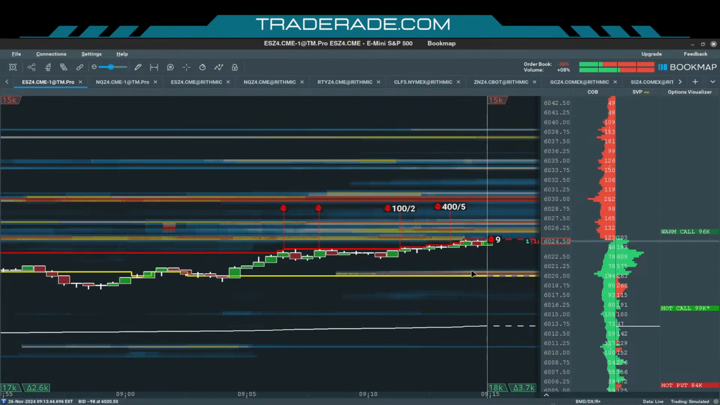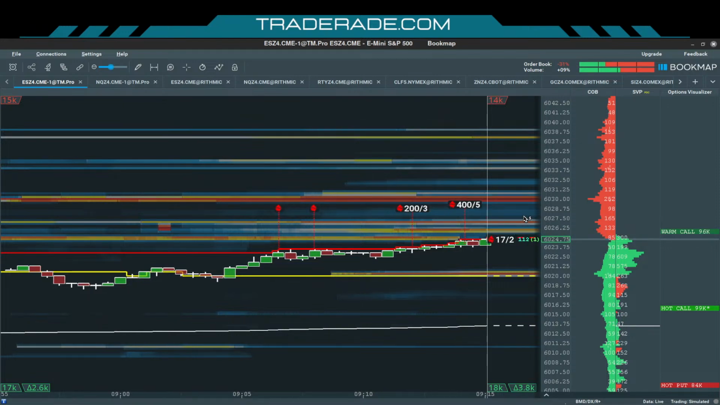So that does put buyers into a more advantageous position. If they're buying around these levels, around 6023 down to say 6020, then you have a pretty good amount of folks that are now starting to be more in the money on their positions, and they may start layering in to that positive momentum.